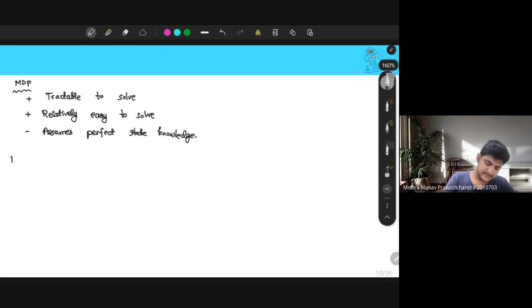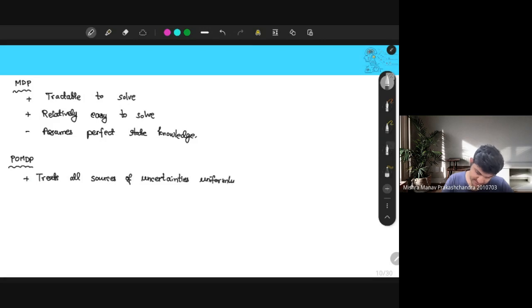Secondly, look at the POMDP. In a POMDP, it treats all sources of uncertainties uniformly. There could be two types of uncertainties. First is the uncertainty due to the noisiness in the sensor observation. That is one type of uncertainty. Second is the uncertainty in the action execution.